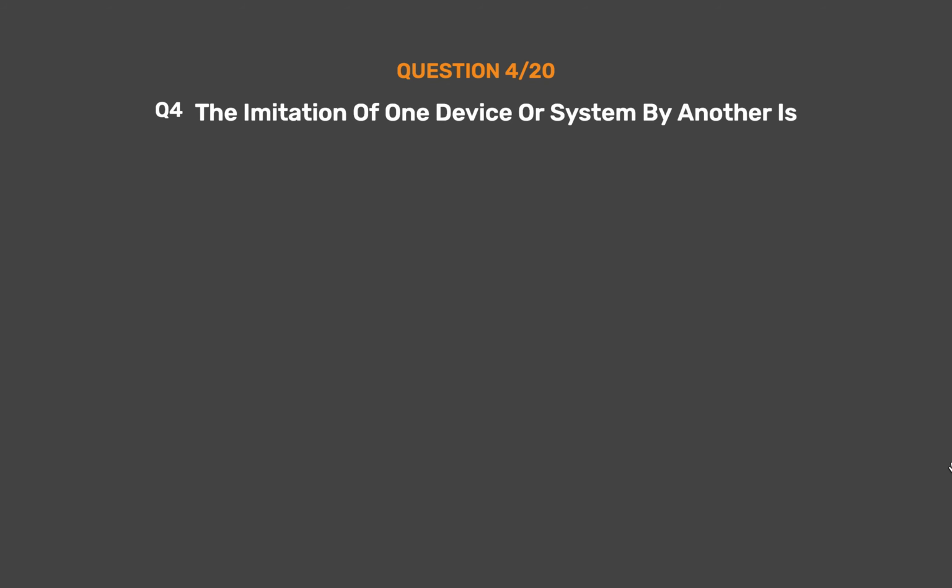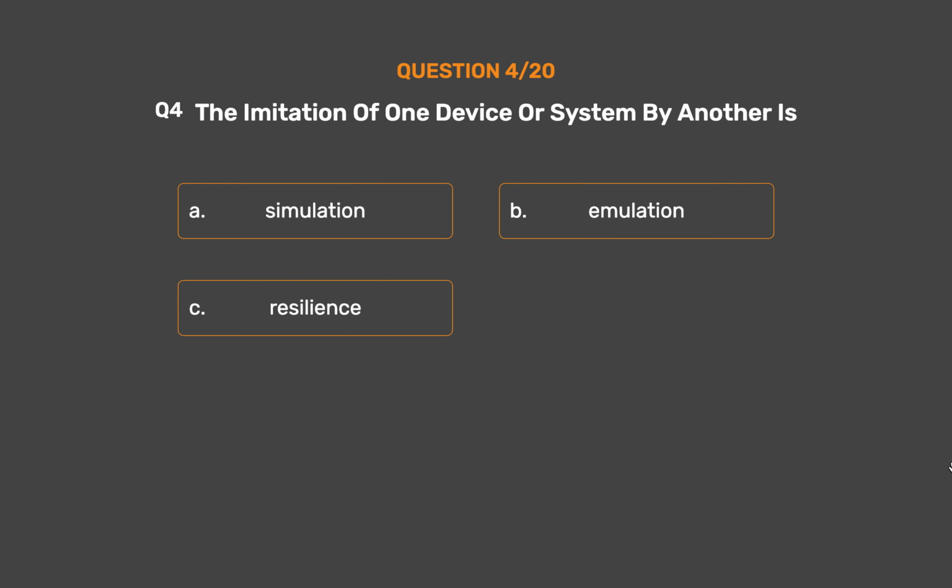Question number 4. The imitation of one device or system by another is Option A. Simulation. Option B. Emulation. Option C. Resilience. Option D. Compaction.